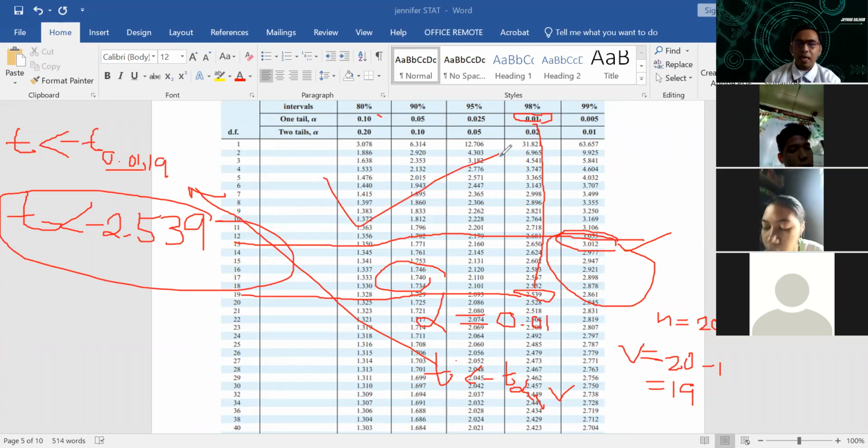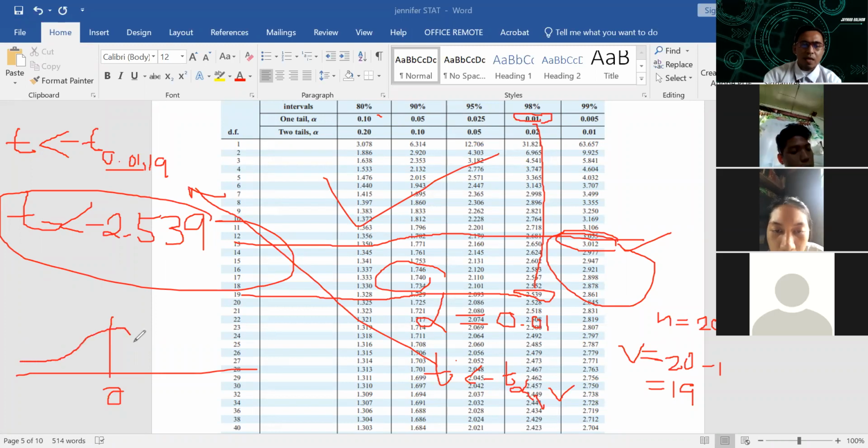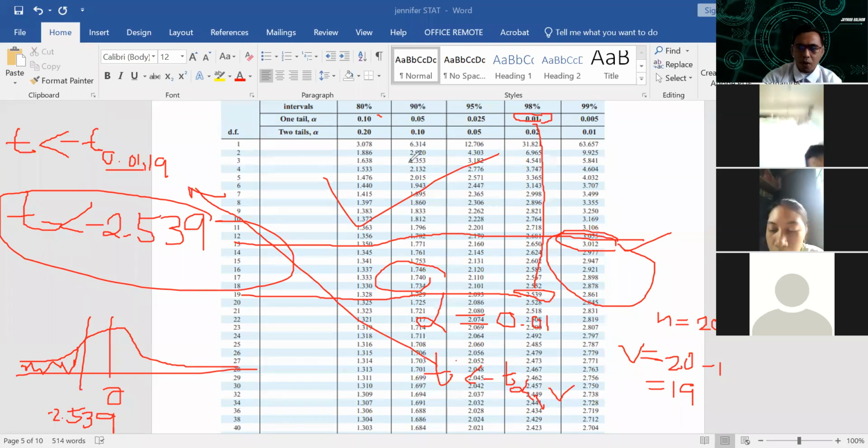And again, let's use a graphic. If this is 0, negative 2.539 is somewhere here. If greater than is involved, shade the right side. If less than, shade the left side. So it will be this one, and this is now your critical region. So I already presented to you how to use this table and how to use the Z.